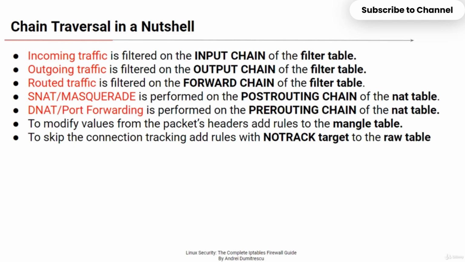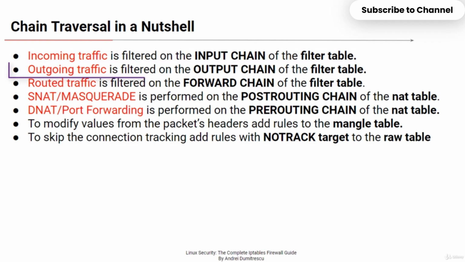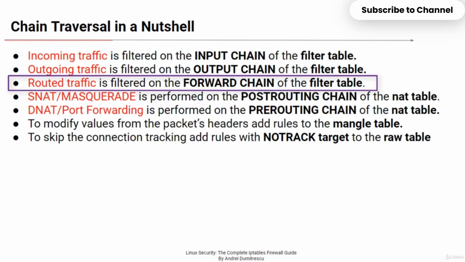To write efficient firewall rules, you must deeply understand how a packet traverses the netfilter tables and chains. And there are 3 lectures where I explain in depth these concepts. Until that point in the course, to ensure a smooth start in understanding iptables, let's recap in a nutshell the most used scenarios. Incoming traffic is filtered on the input chain of the filter table. Outgoing traffic is filtered on the output chain of the filter table, and routed traffic is filtered on the forward chain of the filter table in both directions.